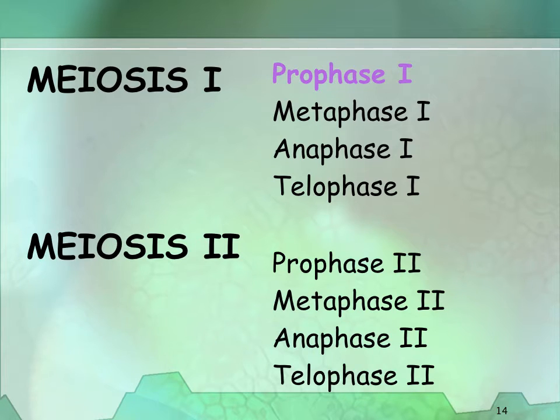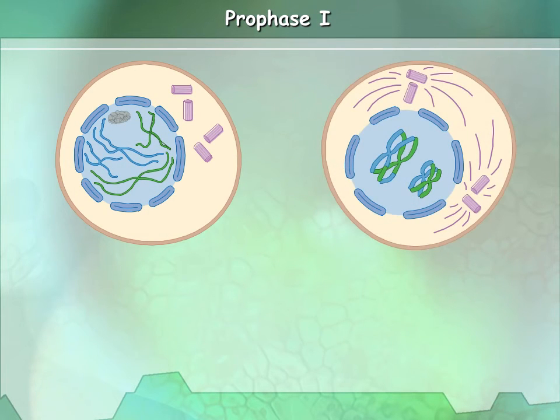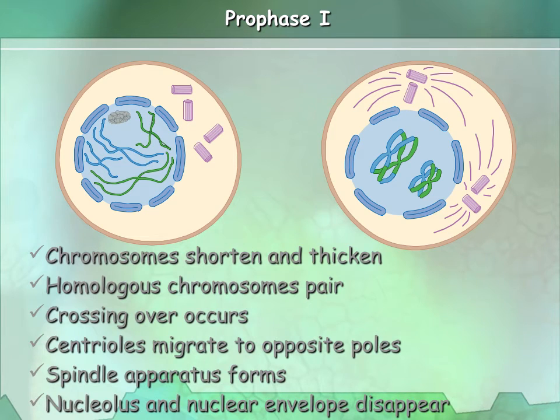Prophase 1. What occurs during prophase 1? The chromosomes shorten and fatten and come together in homologous pairs to form a bivalent. Crossing over occurs, and the centrioles, which are those little purple structures, migrate to opposite poles. The spindle apparatus forms. These are represented by those thin purple lines, and the nucleolus and nuclear envelope disappear.